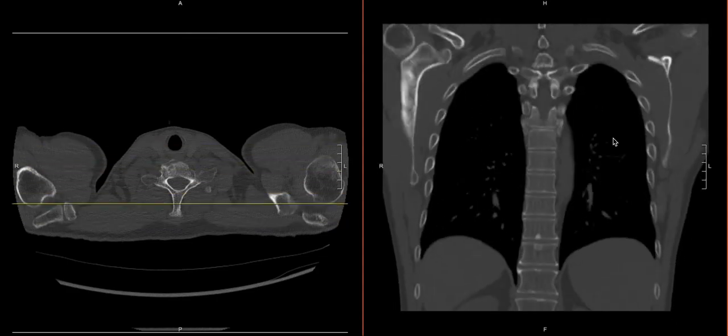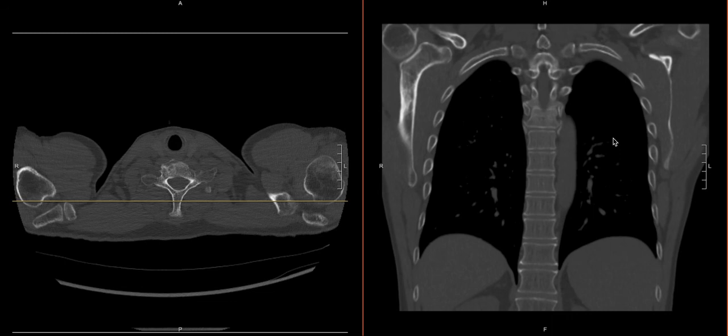So this was a look at the bones in pretty much all the different orientations. And once you've done all of that, you're ready to move on.